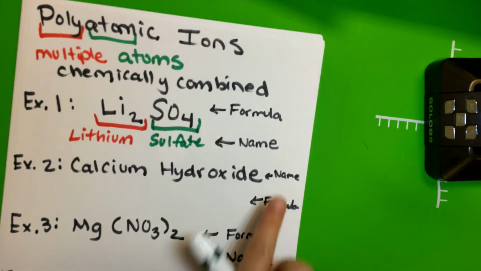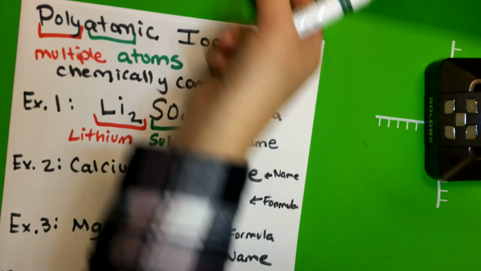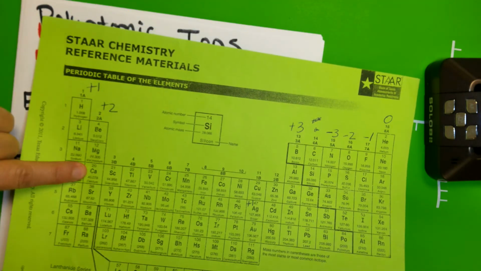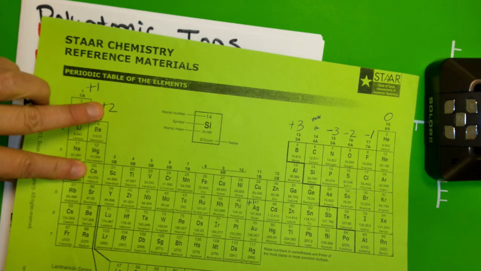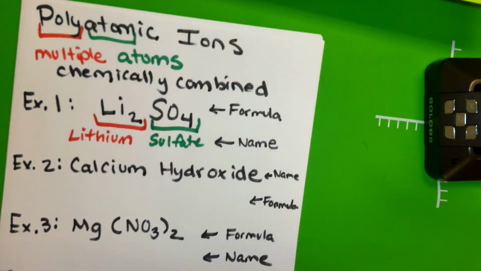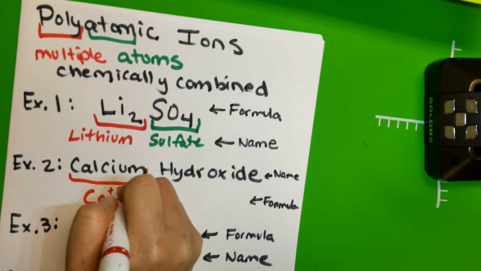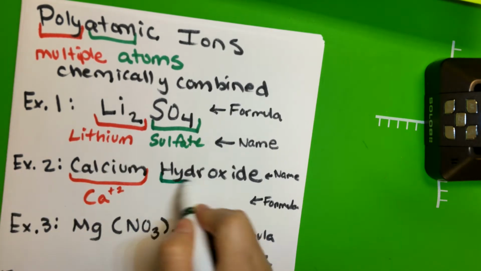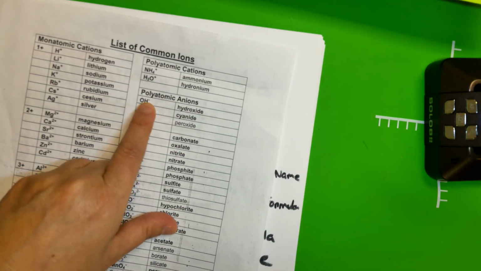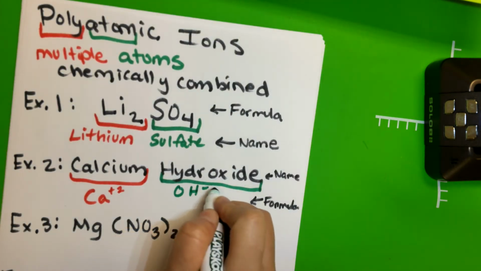Now the next one is the opposite. You're given the name, and this is the formula. So calcium in the periodic table will be Ca. Remember that when we're writing formulas, you have to write the charge so you can know what you need to crisscross. So it would be Ca, calcium, and then a plus 2. Okay, and then hydroxide would be the polyatomic. Hydroxide would be OH, and you see how it's negative. That means it's -1. So it will be OH -1.